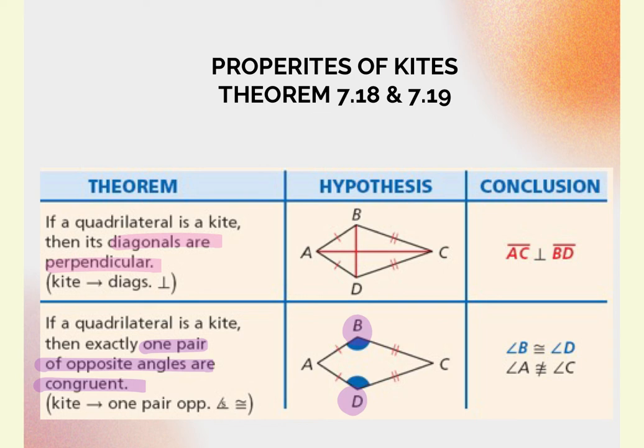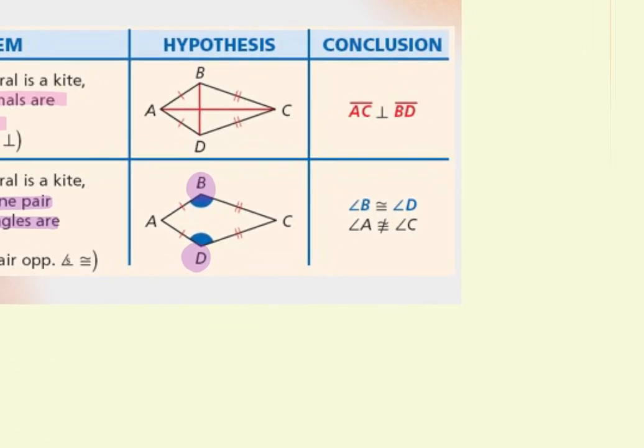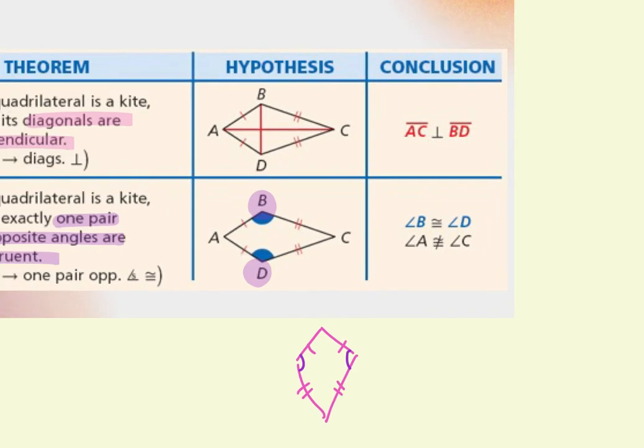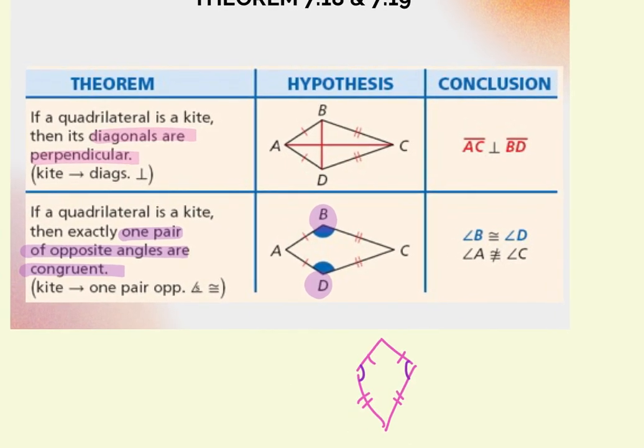So it is always going to be, like I could turn it the other way. And if this is congruent to this and this is congruent to this, then the congruent angles are those, the ones where the two different sides meet. The others will never be congruent. Again, that would make it a parallelogram, and a kite is not a parallelogram.